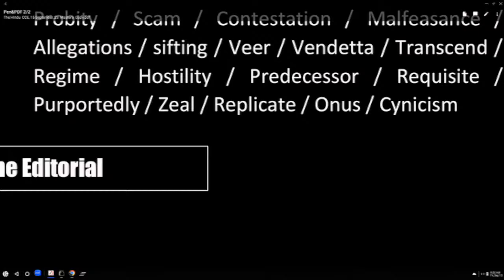But you can also think of the word allegedly. And zeal, enthusiasm, replicate, produce a copy of something. Onus, an important word. Responsibility, cynicism, negative attitude, pessimistic attitude.